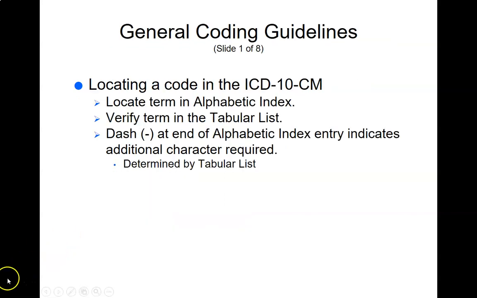General coding guidelines. When locating a code in the ICD-10-CM, you want to first locate the term in the alphabetical index, then verify the term in the tabular list. The dash at the end of the alphabetical index entry indicates that an additional character is required. This will be determined by the tabular list. Even if a dash is not present, it is necessary to always refer to the tabular list to review all additional instructional notes. You never ever want to code from the index.